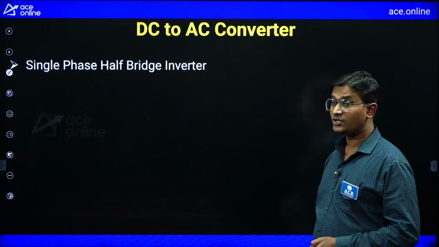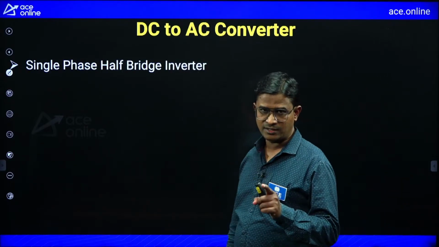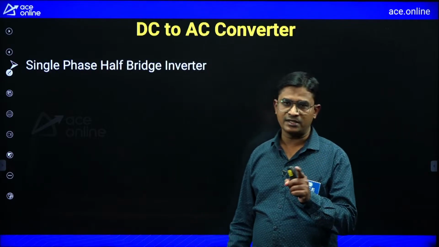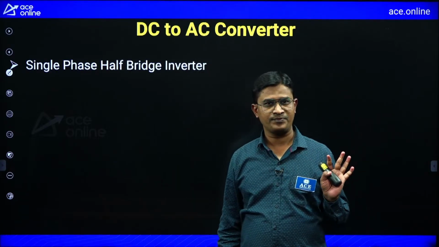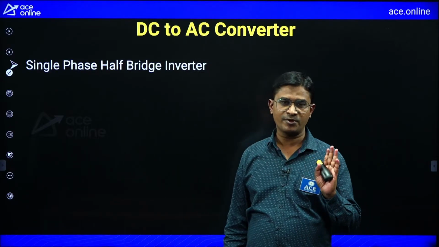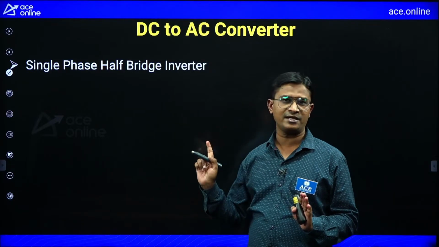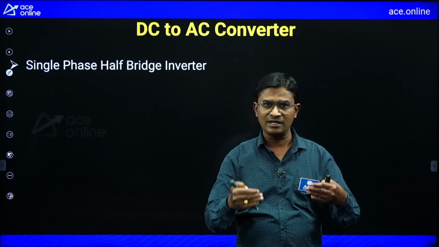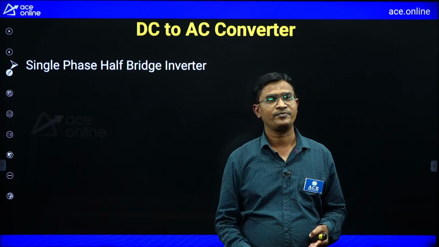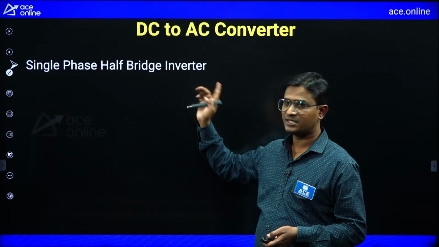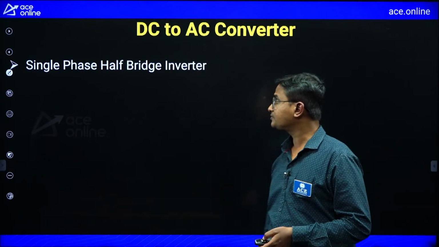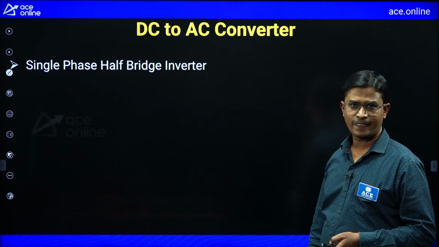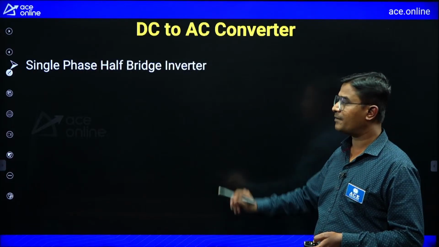In DC to AC converter, first thing is you should not keep this chapter as an option. You should prepare this chapter because very few contents are there in this chapter, and in DC to DC converter also very few contents are there, but weightage is good, right? So you should prepare this chapter. So DC to AC converter, in that, single phase half bridge inverter.